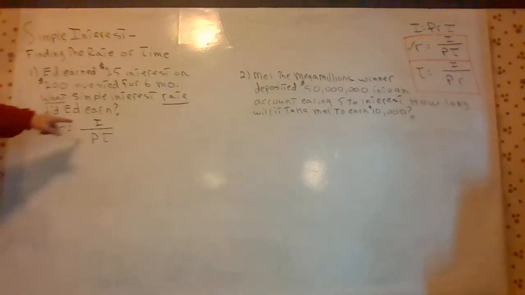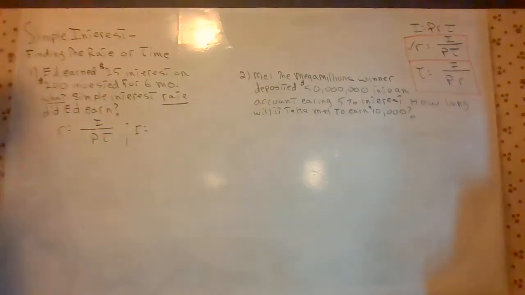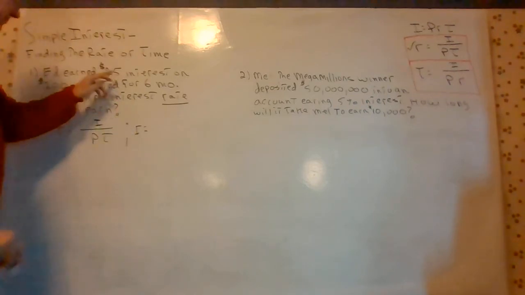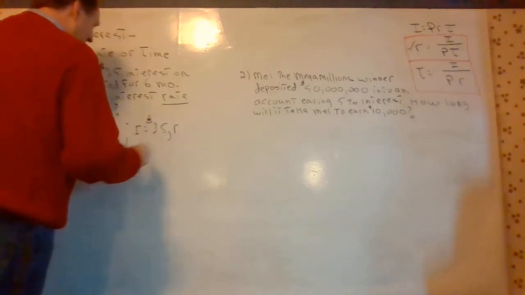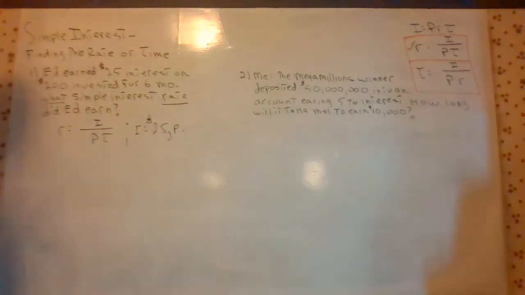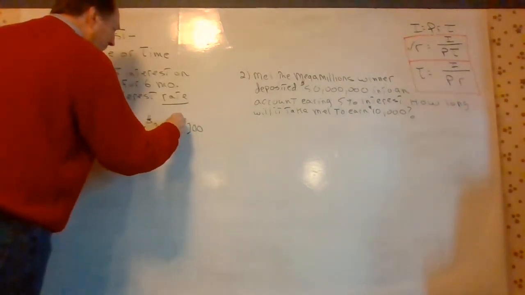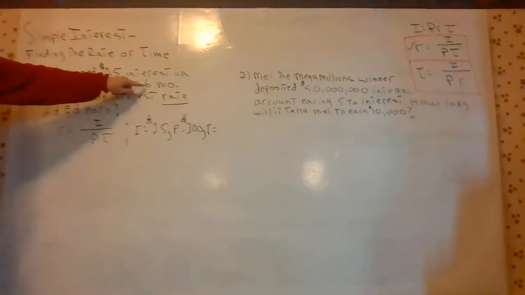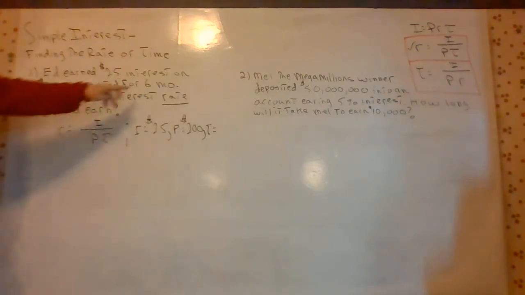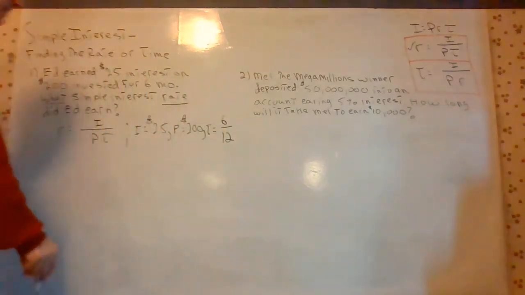Step 2, identify the variables. I'm going to do it on the same line here just because I'm pressed for space with my small whiteboard. What's the interest? The interest is $25. Okay, what's the principal? $200 invested. And what's T? T is given in months, but it has to be in years. So we're going to convert that to 6 over 12.